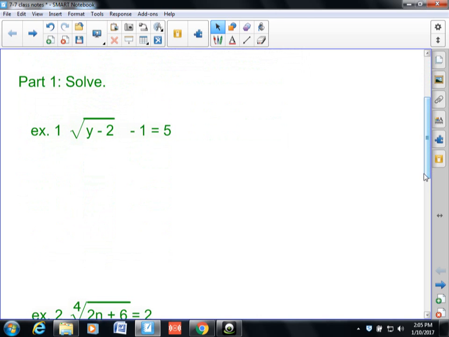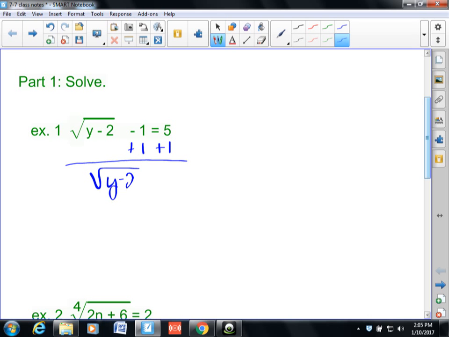So example 1, the first thing you can see is that this radical is not isolated. We've got this subtraction of 1 sitting there with it. So we're going to add 1 to both sides, and we'll have the square root of y minus 2 is equal to 6. Because it's a square root, that means that we're going to have to square both sides. If it had been the cubed root, we would cube both sides. By squaring the left-hand side, we have gotten rid of the root, and then on the right-hand side, we just need to make sure we remember to square it.